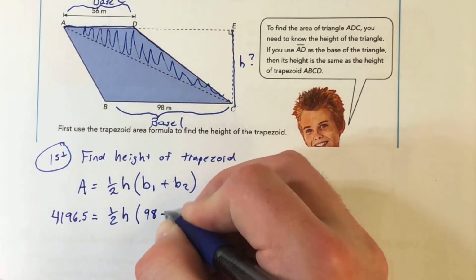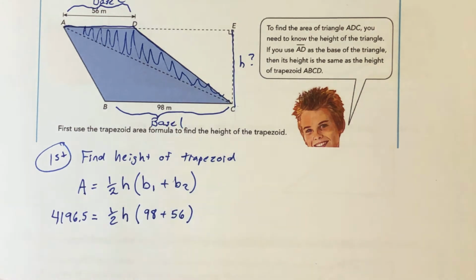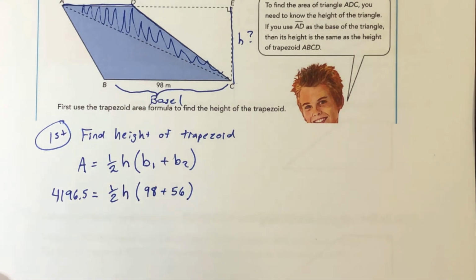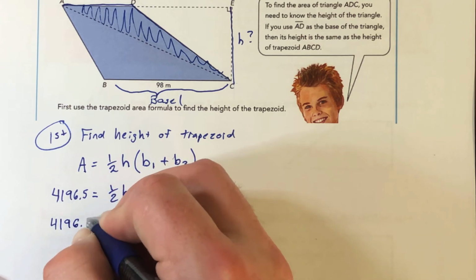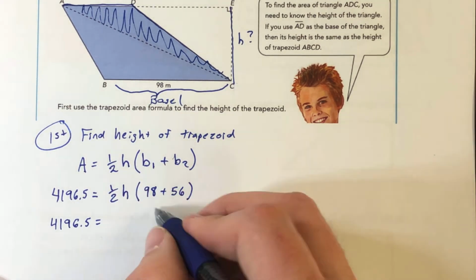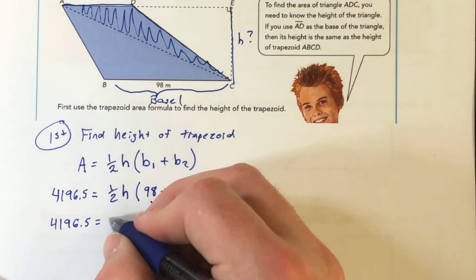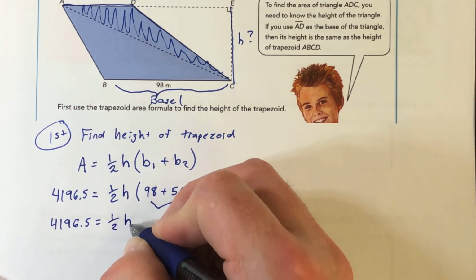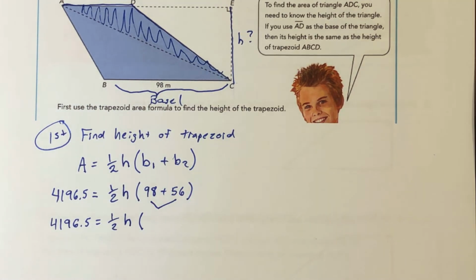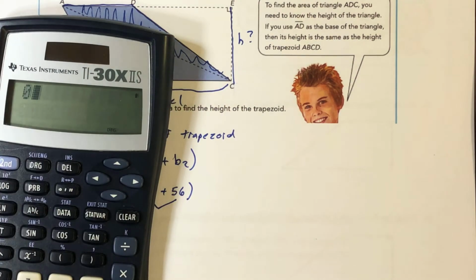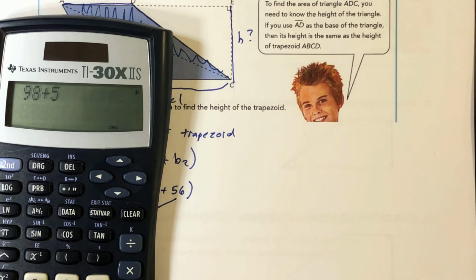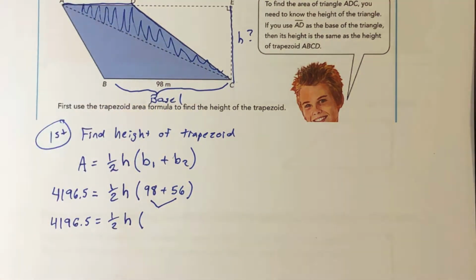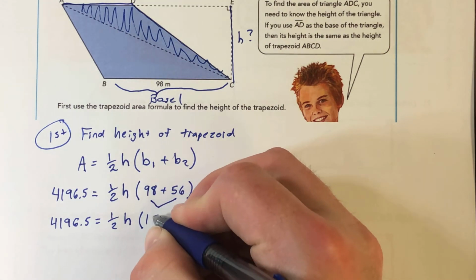So 98 plus 56. Next step, simplify and do what you can. So 4,196.5 equals, parentheses first, so 1/2 times height times, what's 98 plus 56? I really shouldn't be using a calculator for this. I'm pretty sure it's 154. So 98 plus 56. Yes, I should believe in myself. Unless I was a unicorn. Then I shouldn't believe in myself because then I'd be fake. So 154.